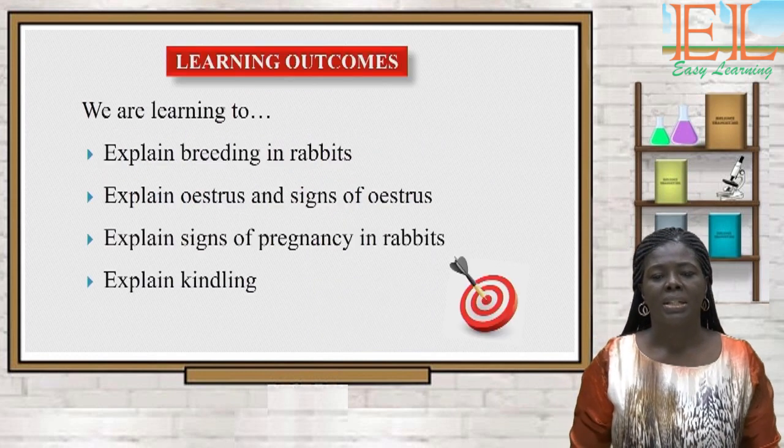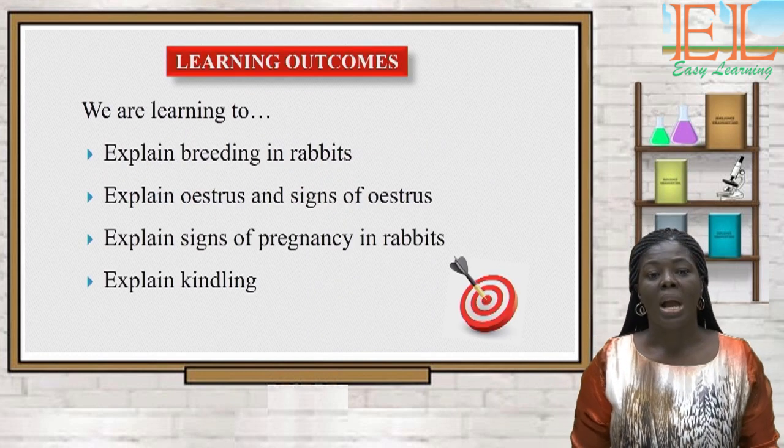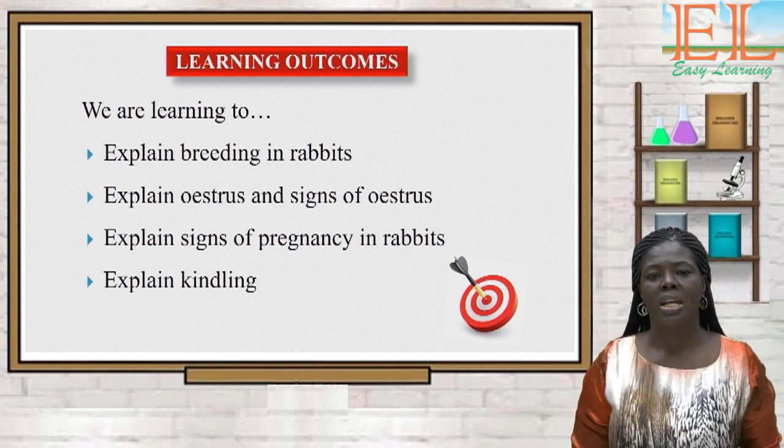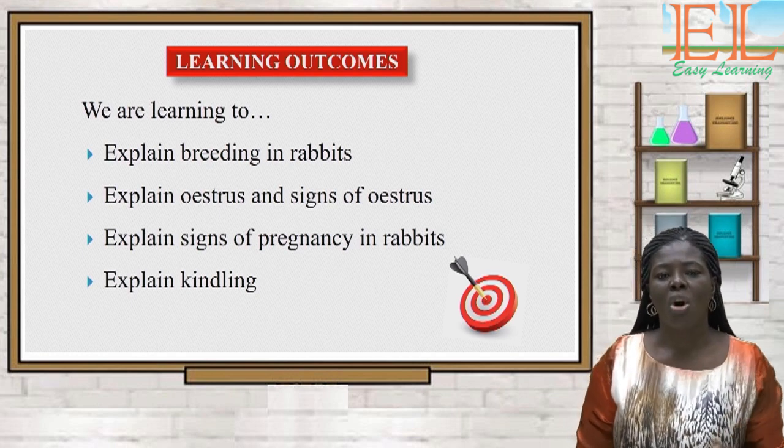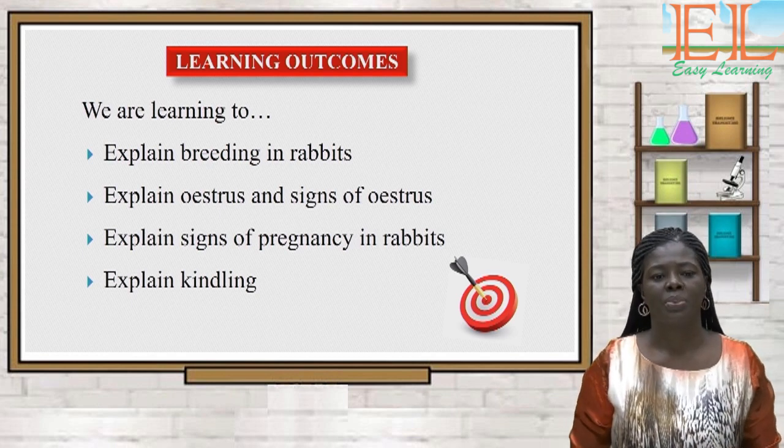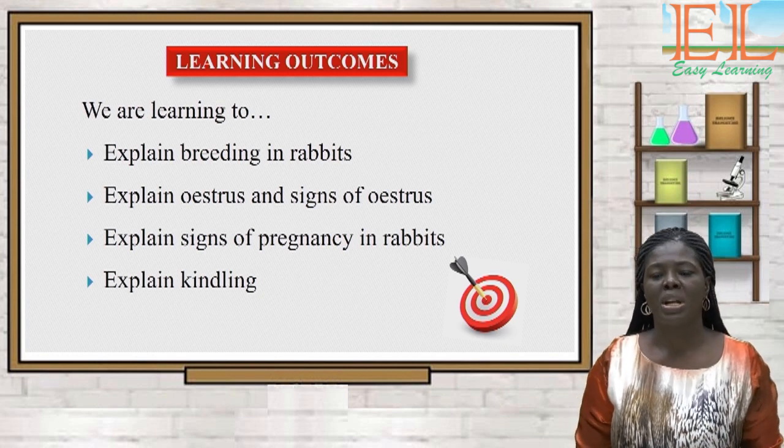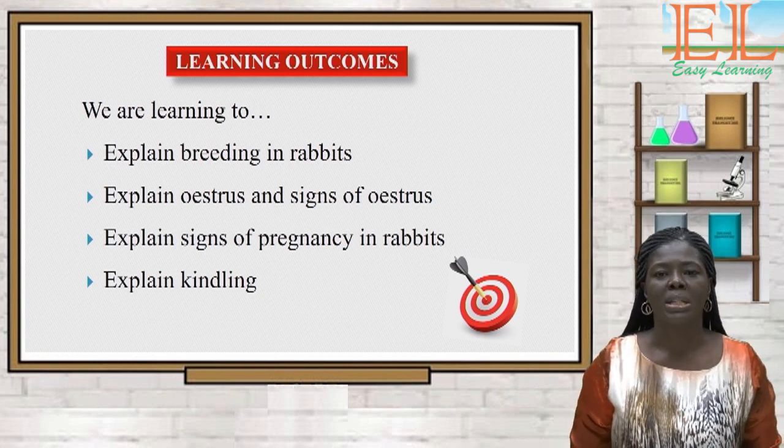What is our target for our lesson? We are learning to explain breeding in rabbits. We will explain oestrus and signs of oestrus. Also explain signs of pregnancy in rabbits, and then we'll look at kindling.